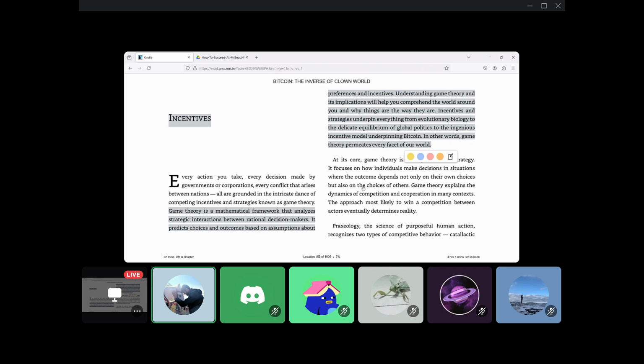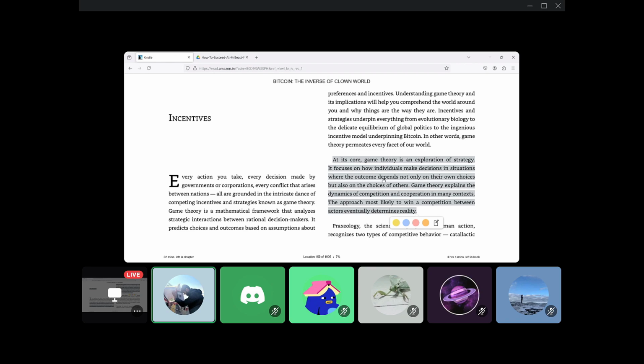I'll quickly read a couple of paragraphs and we'll finish off this session and open up for discussion, thoughts and comments. At its core, game theory is an exploration of strategy. It focuses on how individuals make decisions in situations where the outcome depends not only on their own choices but also on the choices of others. Game theory explains the dynamics of competition and cooperation in many contexts. The approach most likely to win a competition between actors eventually determines reality.